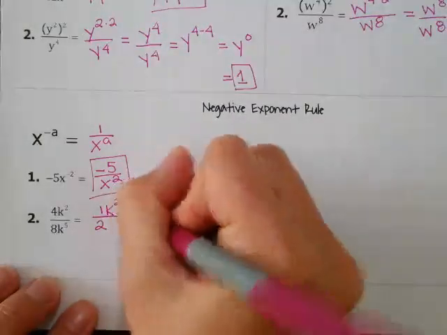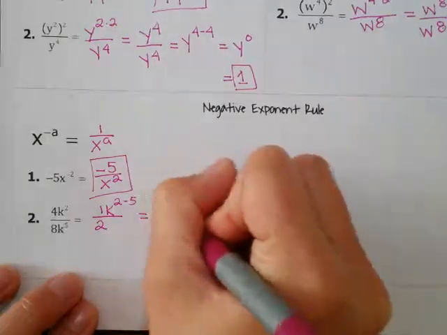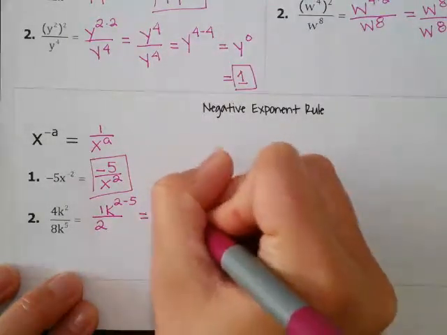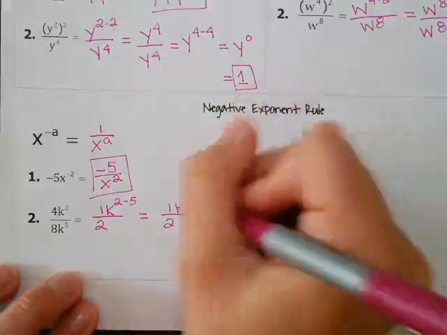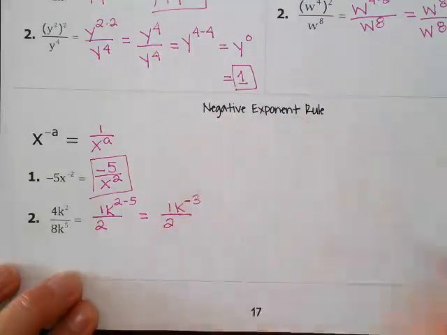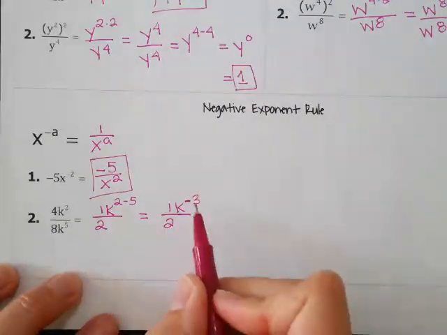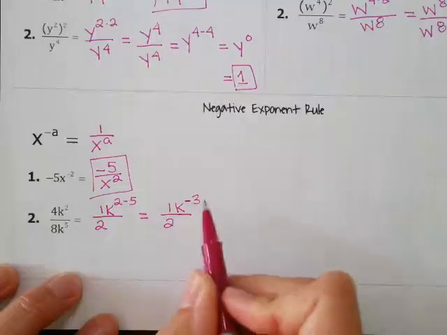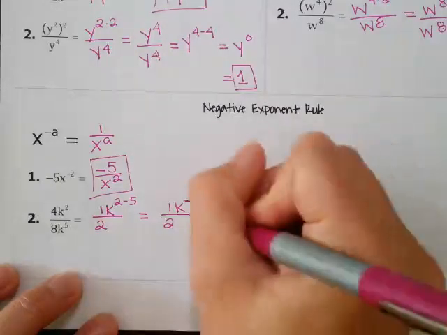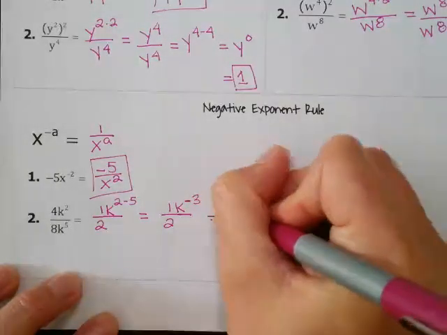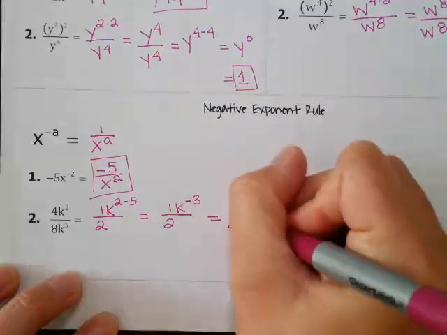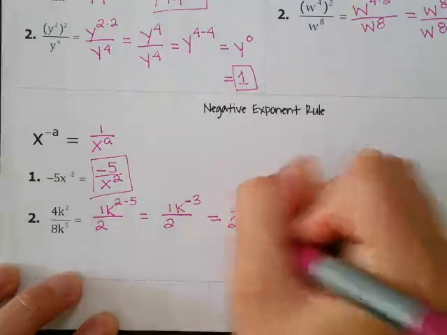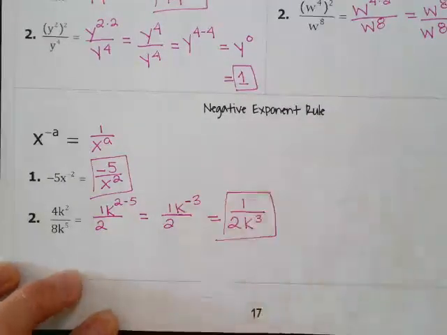So let's keep going. I've got 1 over 2. My numerator is going to be k. 2 minus 5 is a negative 3. Well, we can't have a negative exponent, so we've got to take that k to the negative third and drop it down. So keep that 1 in the numerator, keep that 2 in the denominator, but we're now going to make this k to the positive third exponent.